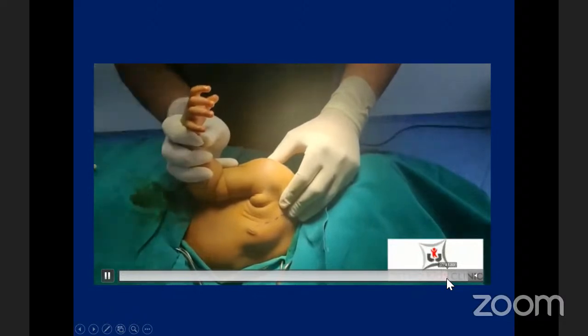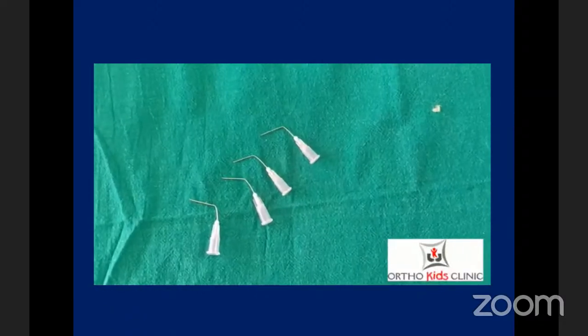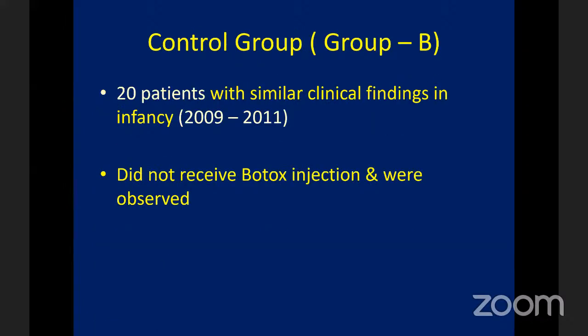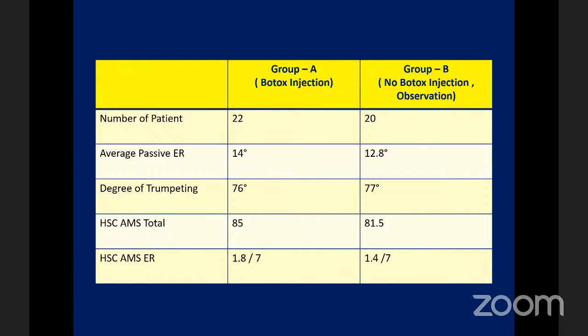After injecting, manual stretching is done. So what were the outcome measures of our study? We considered active movement scale, passive and active shoulder movements, degree of trumpeting, and posterior subluxation. In the control group, 20 patients were included with similar clinical findings in infancy. They didn't receive a Botox injection and were only observed. In group A, we have patients who were injected with Botox, and in group B, no Botox injection was given.